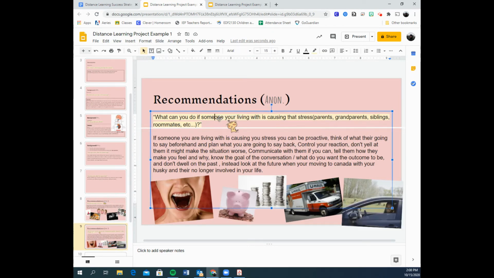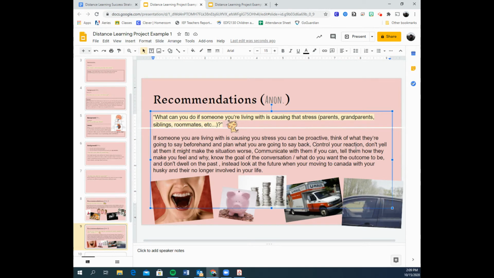Again, this you're. Remember, if you mean to say, if someone you are living with, that is the contraction of the words you and are, which means it has an apostrophe. What can you do if someone you're living with is causing that stress? If someone you are living with is causing you stress, you can be proactive. Think of what they're going to say beforehand and plan what you are going to say back.